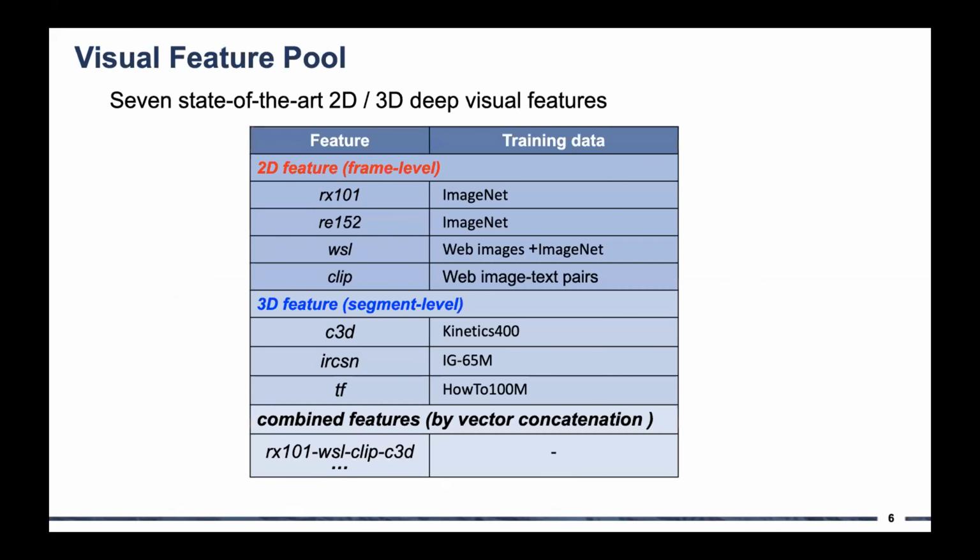Next, as for the visual feature pool, we collect 7 state-of-the-art deep visual features, 4 of which are 2D features, which could also be defined as frame-level features, and 3 of which are 3D features, which could also be defined as segment-level features. Furthermore, we use a simple vector concatenation strategy for feature fusion to get the combined feature.